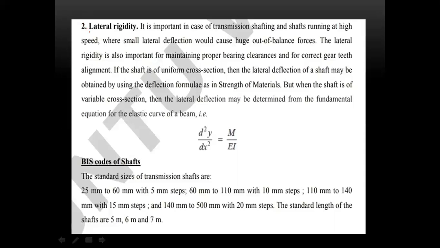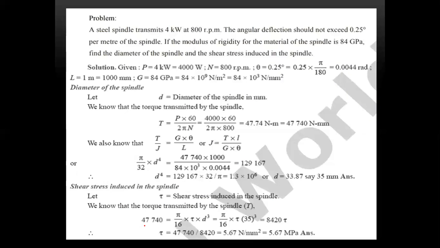Next, lateral rigidity. For this lateral rigidity, we have d square y by d x square, that is equal to M by EI. Then what are the BIS codes of the shafts? The standard sizes of the transmission shafts are 25 mm to 60 mm in 5 mm steps, 60 mm to 110 mm with 10 mm steps, 110 mm to 140 mm with 15, 140 to 500 with 20. The standard lengths of the shafts are 5 meters, 6 meters, and 7 meters. So because of transportation, accommodation and handling, the shaft should not exceed beyond 7 meters. Next.